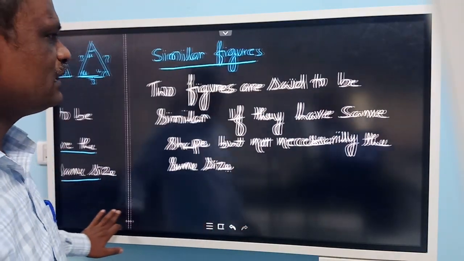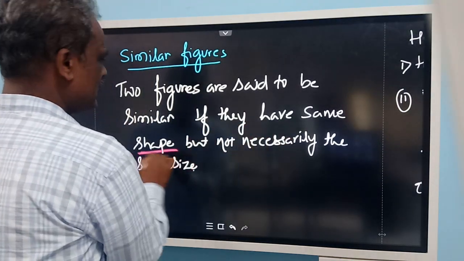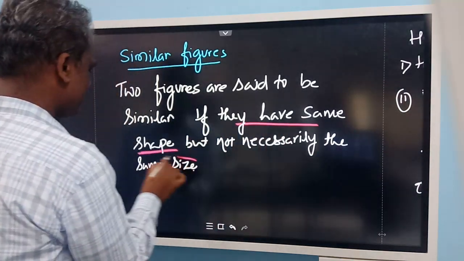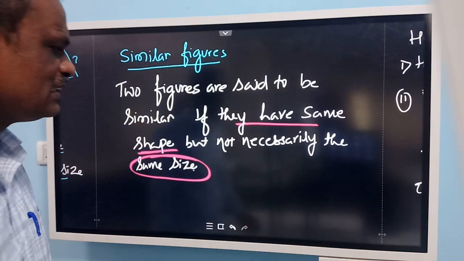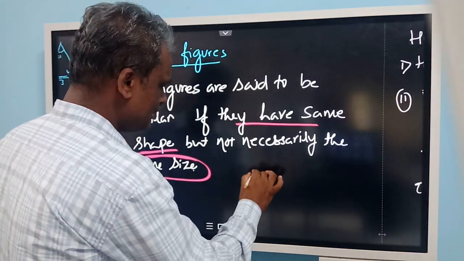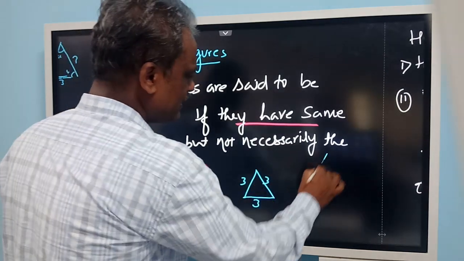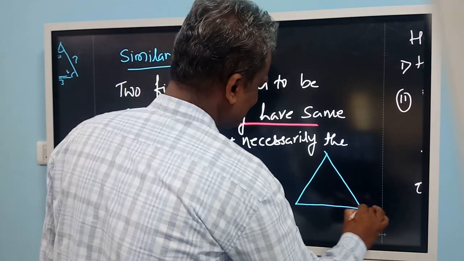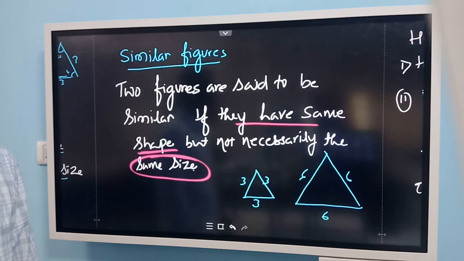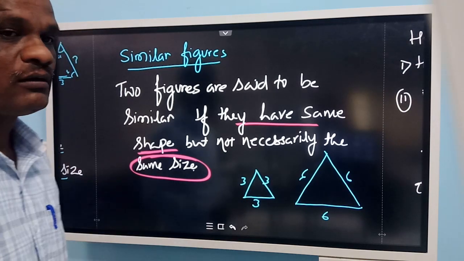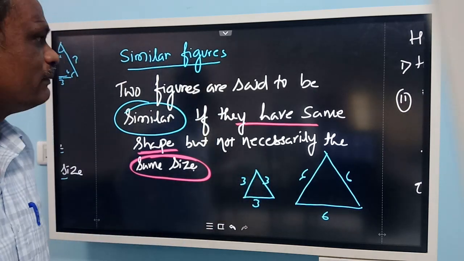Now, see, there are some figures having the same shape but not necessarily the same size. Size may not be same, sometimes different size. For example, let us take an equilateral triangle of sides 3 cm each, and another equilateral triangle of sides 6 cm each. Look at this, these two are not congruent. These two figures are not congruent, but they are similar. These two geometrical figures, we call them similar.